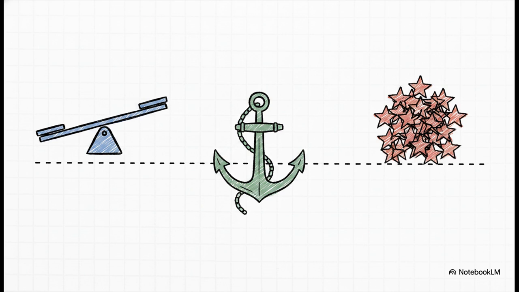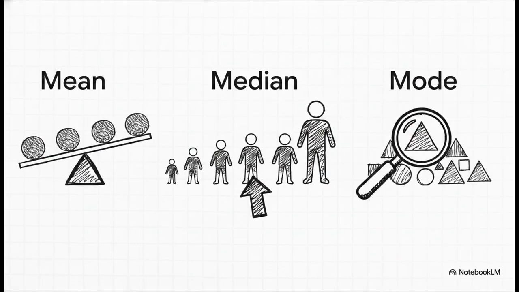Well, first, here's a really fascinating rule of thumb regarding their relative magnitude. Assuming your data isn't perfectly symmetrical, the median will almost always sit securely right between the arithmetic mean and the mode. It kind of acts as this anchor between the mathematical balancing act of the mean and the sheer popularity of the mode.